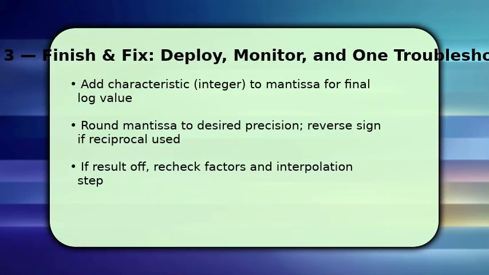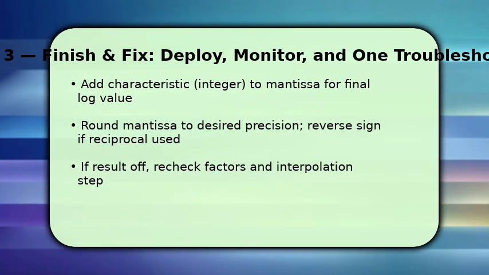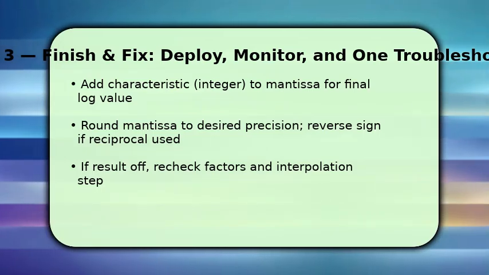Finish by summing the integer part, the characteristic from powers of 10, with the computed mantissa from your reduced factors. Round the mantissa to the precision you need and make sure to flip the sign if you used a reciprocal earlier. If the number seems wrong, recheck the prime factorization and each interpolation step. Small mistakes in decimal placement or a missed negative sign are the common culprits. Finally, verify by exponentiating the result roughly to see if it returns the original number.